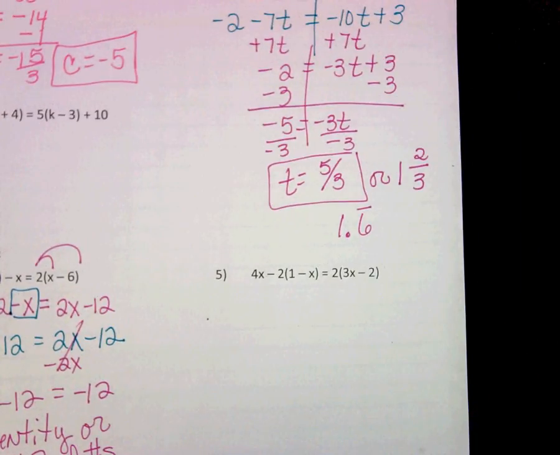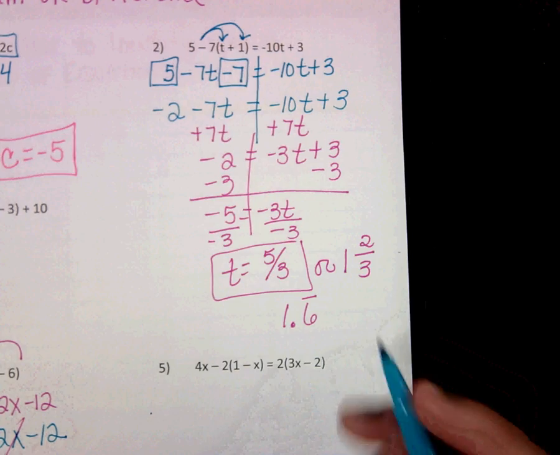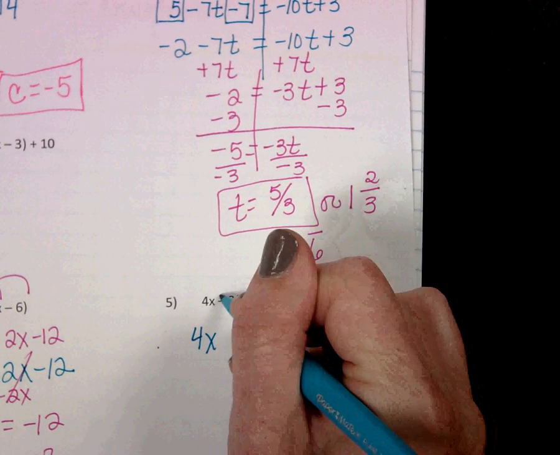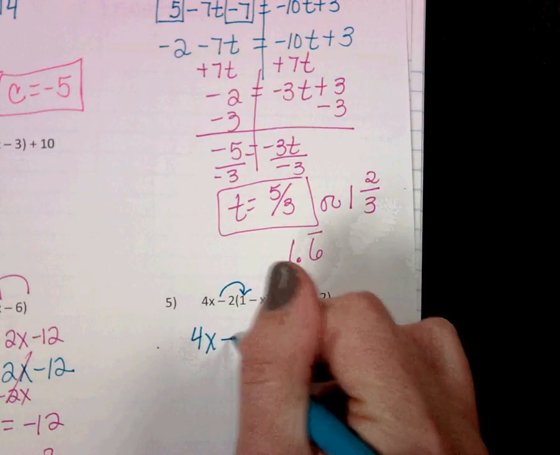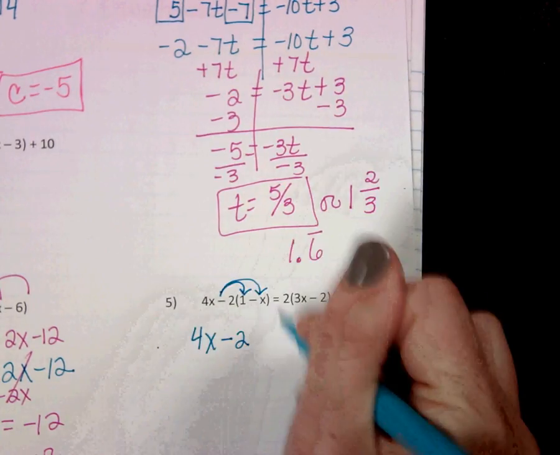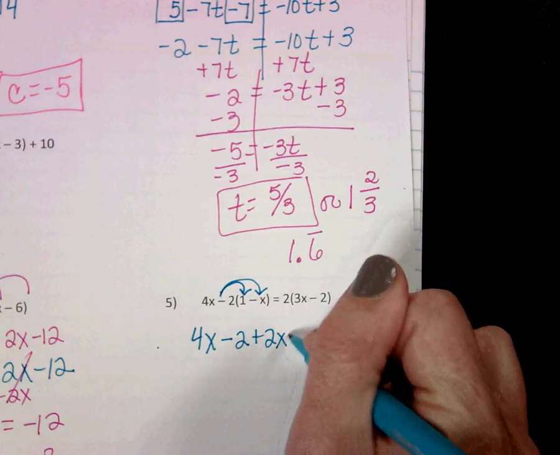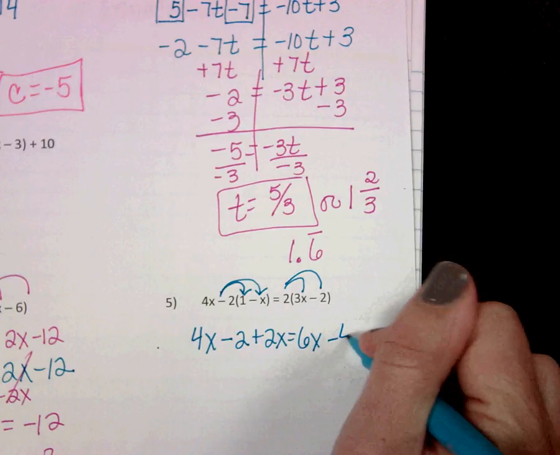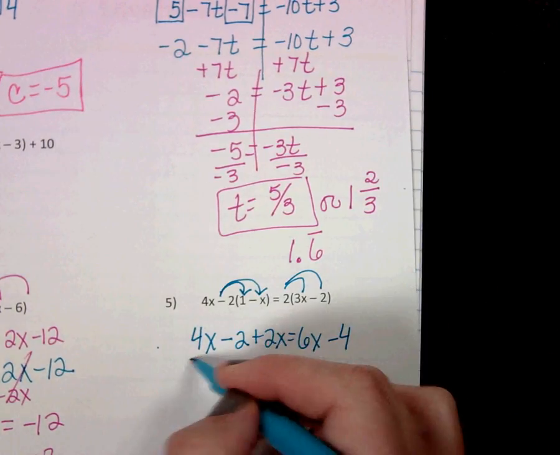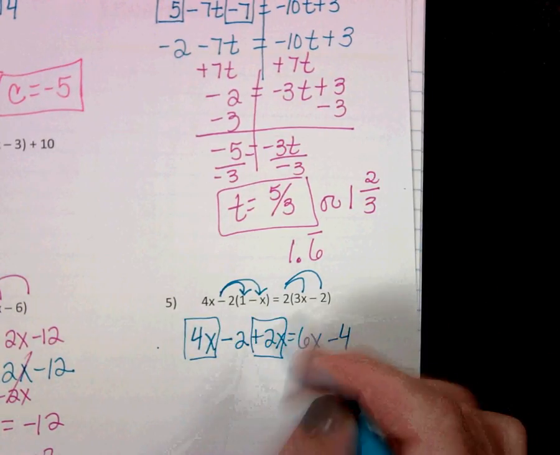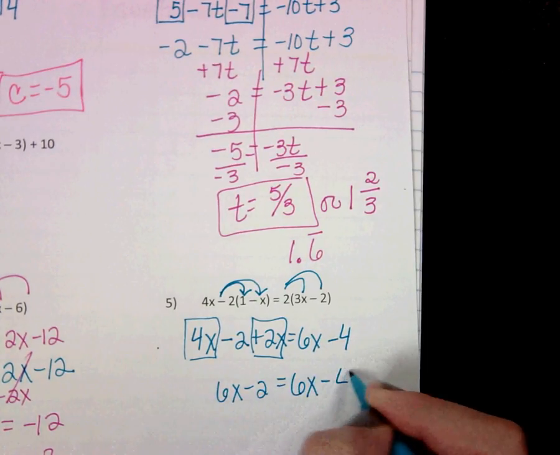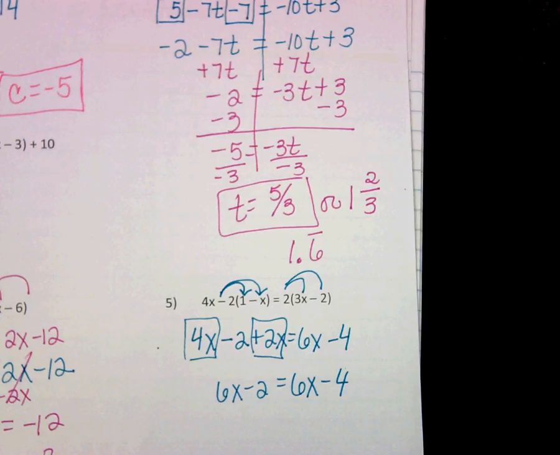The second special case, okay, let's look at it. Let's go ahead and distribute. I'm going to be distributing a negative 2. And this is going to make positive 2x. Over here on the right, 6x minus 4. Okay, so now I've got some like terms. 6x minus 2 equals 6x minus 4. I hope you're observing and maybe noticing some things there.